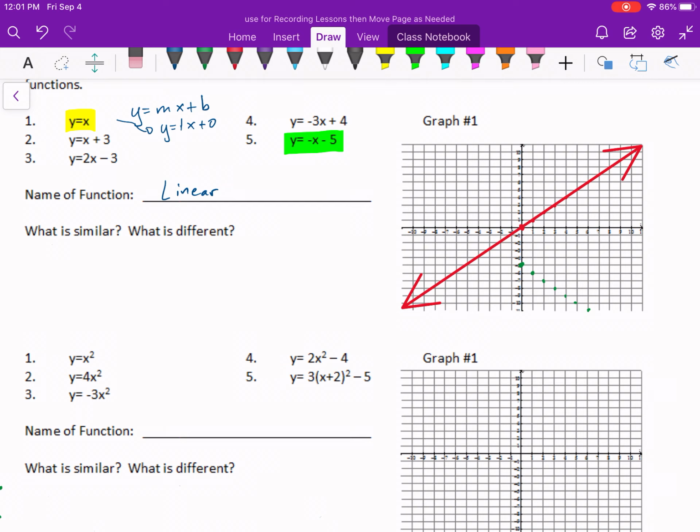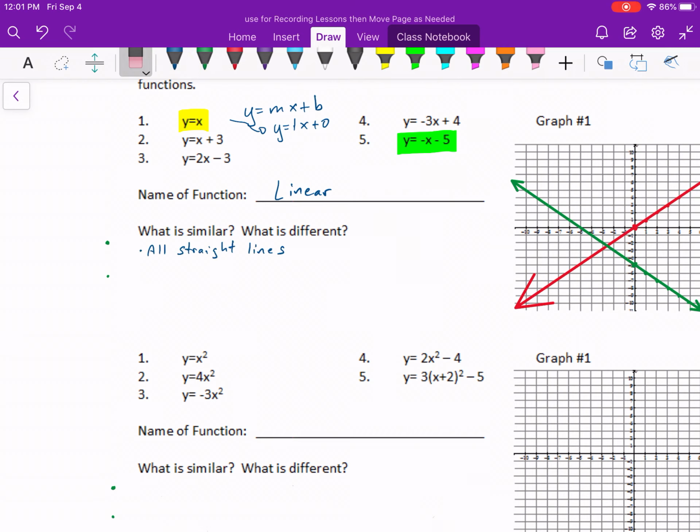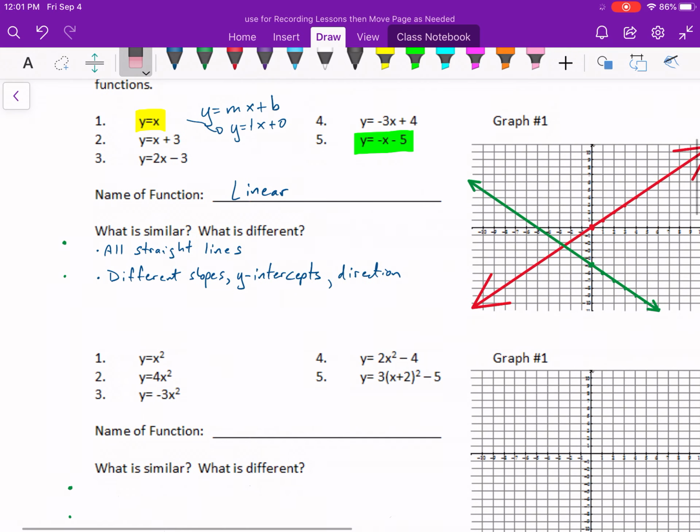The other ones, try doing, obviously, do them all just for practice if you haven't already, but they're all going to be linear. So what's similar about all these? Well, they're all straight lines. And what is different about all of these? They have different slopes. You're going to see when you fill them all in. They have different y-intercepts. They're going to go different directions, either up to the right or down to the right.